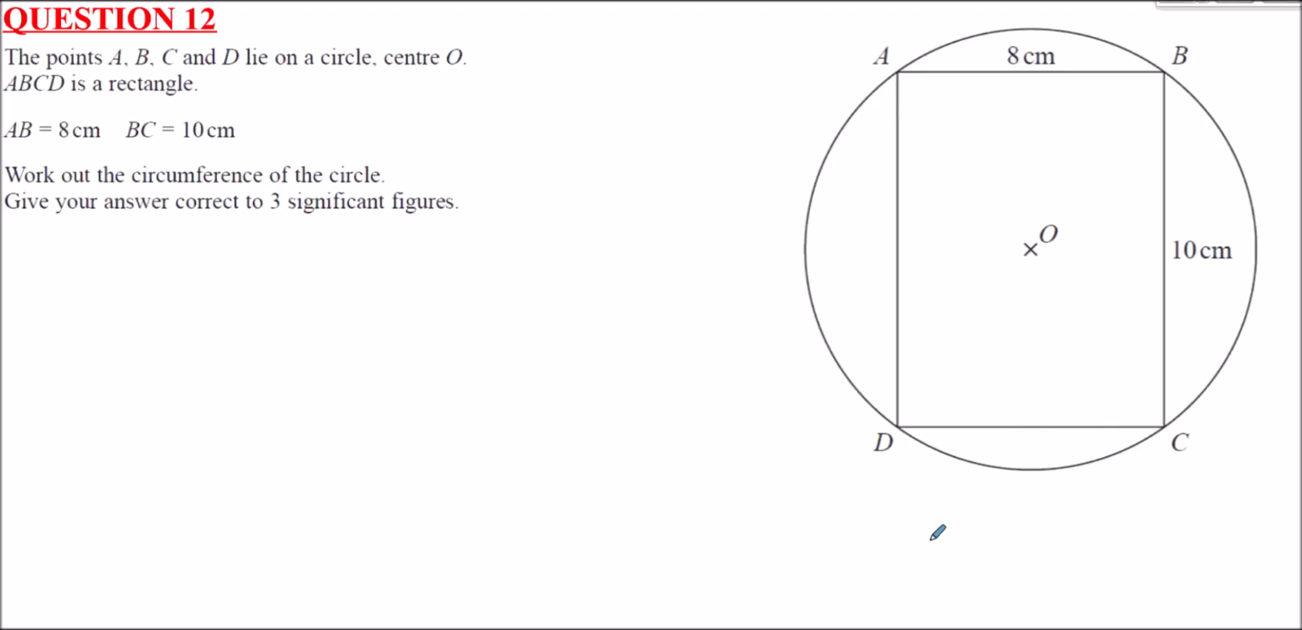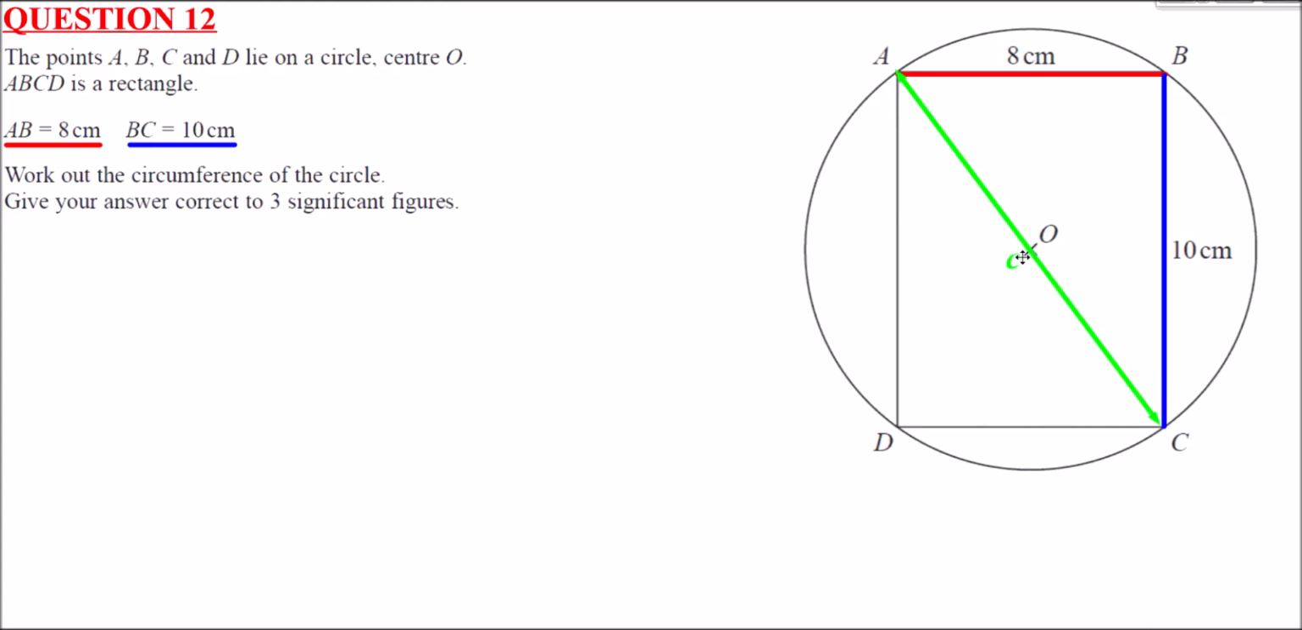Question 12, we've got different points on a circle, centre of the origin. AB is 8 centimetres and BC is 10. So let's just label these on first of all. Now, I want to work out the circumference of the circle and give the answer correct to 3 significant figures. So to work out the circumference is pi multiplied by the diameter. So I could do with working out either the radius or the diameter. If I notice that if I go from A to C, do a line through here, that actually tells me the diameter because it goes from one end of a circle to the other, going through the radius.